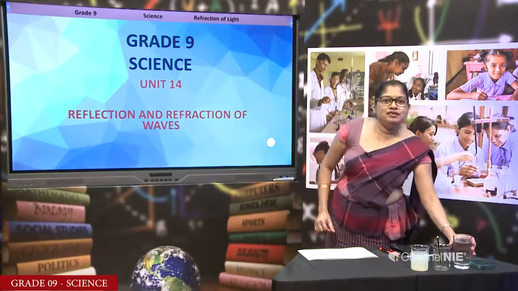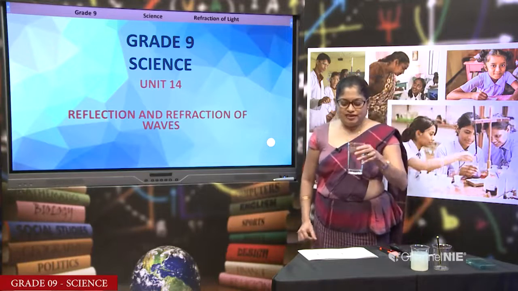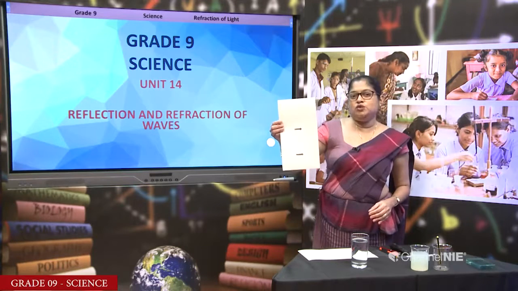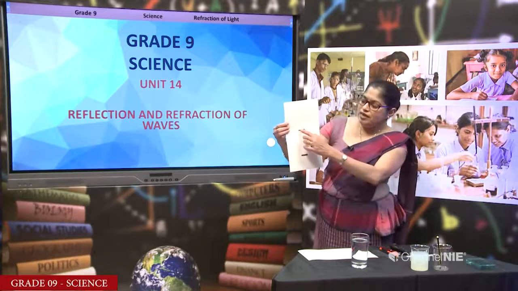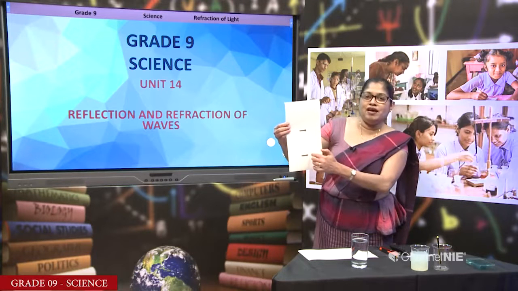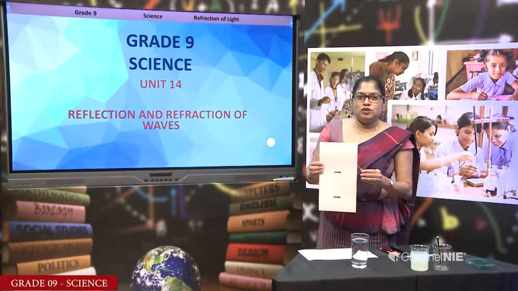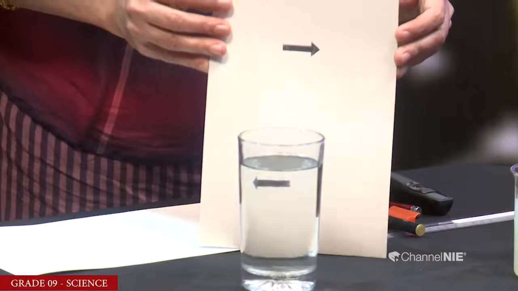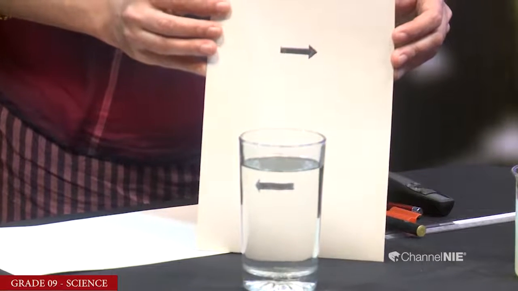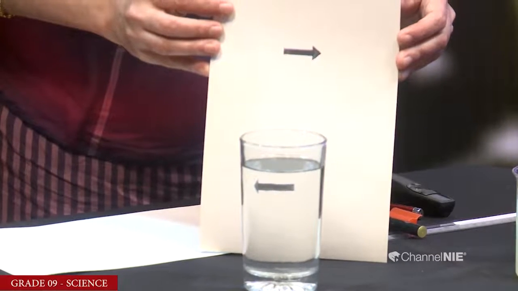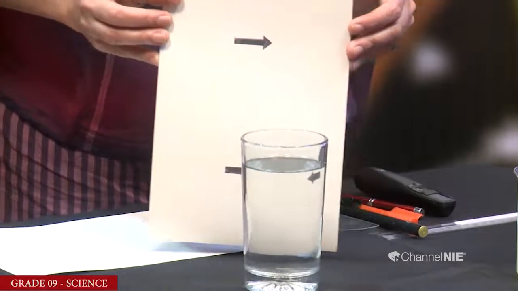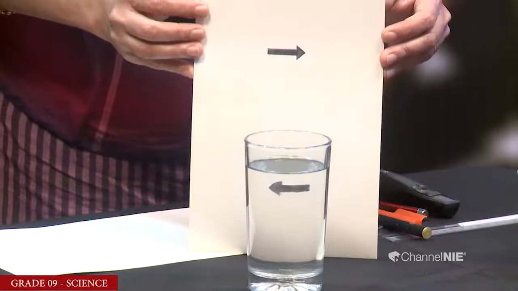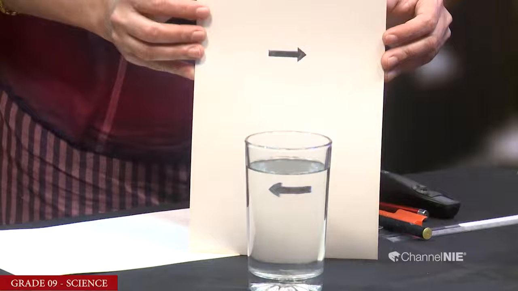Go and get a transparent glass of water like this and be ready with a paper with two arrows. You can see here both the arrowheads are in the same direction. So, I will keep the arrow sheet behind the glass of water. You observe the arrow at the bottom through the glass of water. So, you can see, and now you can see the arrow at the bottom through the glass.